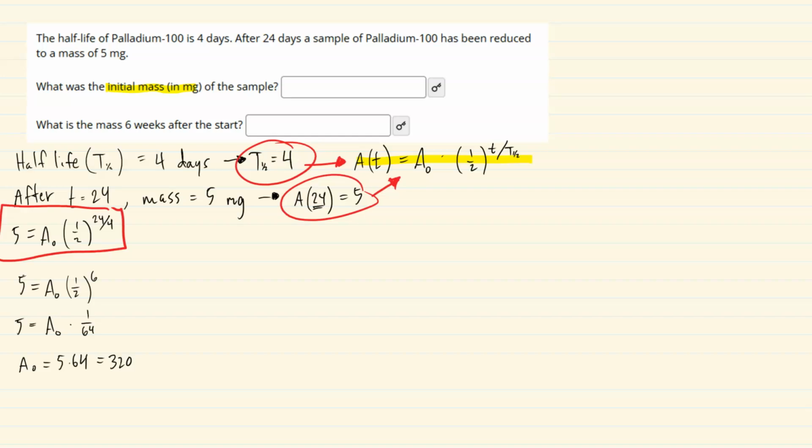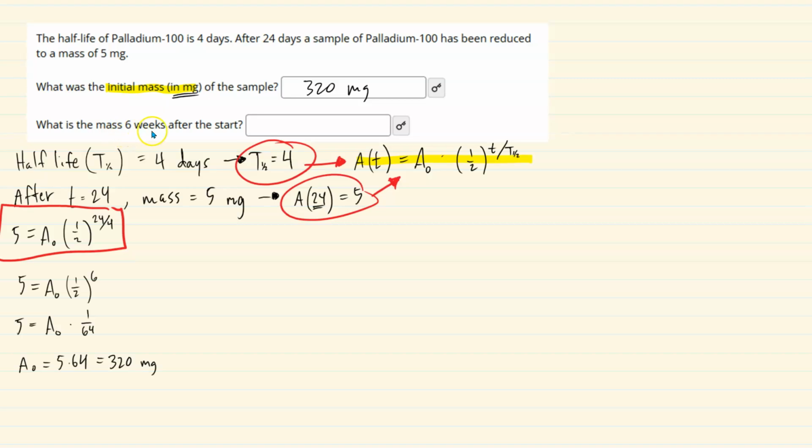So 320 milligrams is our initial mass. That's what we've just solved for. 320 milligrams. I can put mg, but it probably doesn't want the mg in there for our solution. It says in milligrams, so you could just put 320.